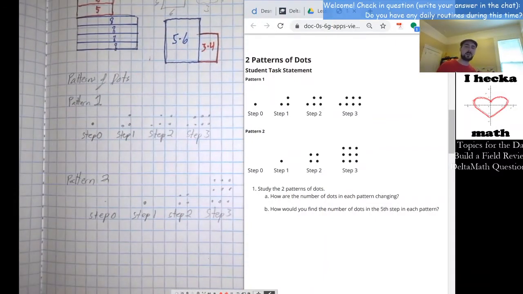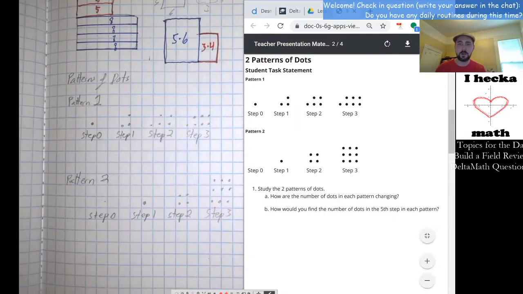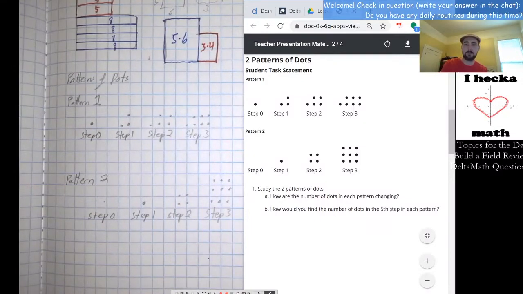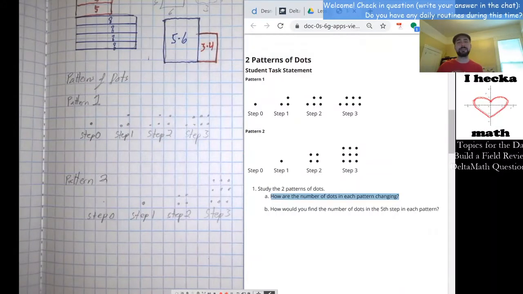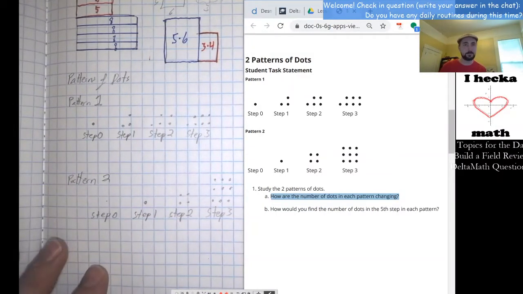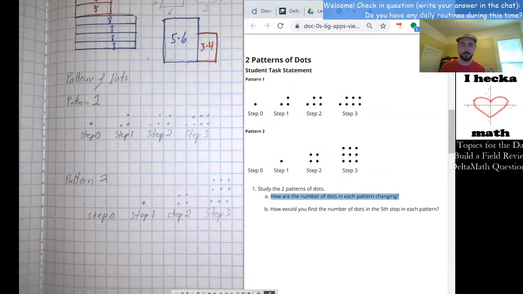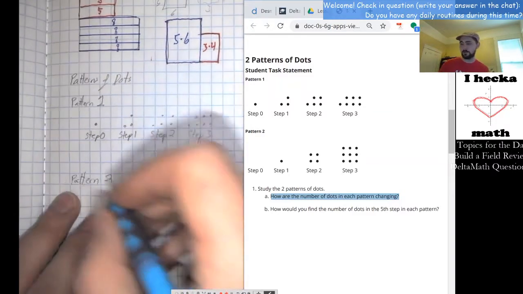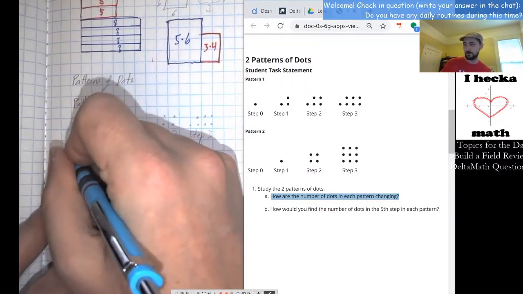Okay. All right. Welcome back, everybody. So, we are going to start by answering the question, how are the numbers changing? And we are going to answer that question using annotations, and this is going to look a couple different ways. So, one thing you can do is to count the number of dots. So, we're going to do that first.